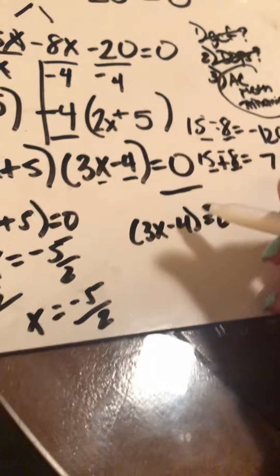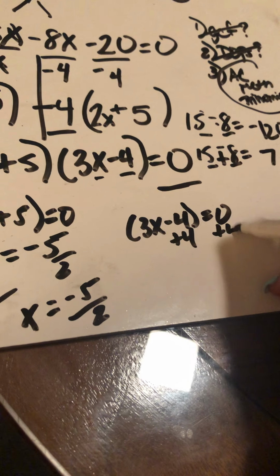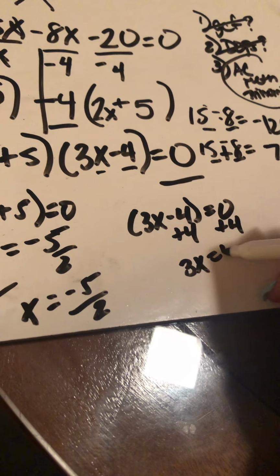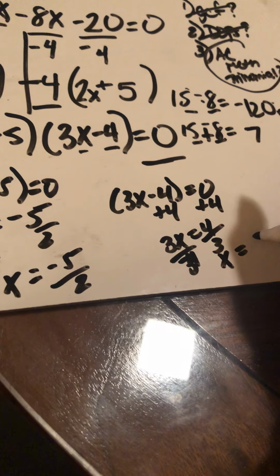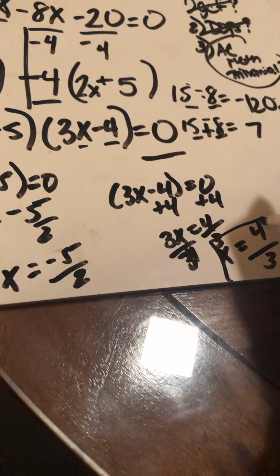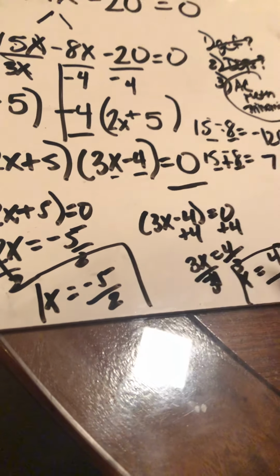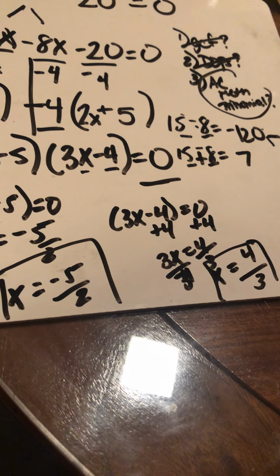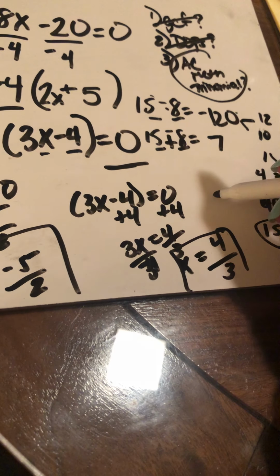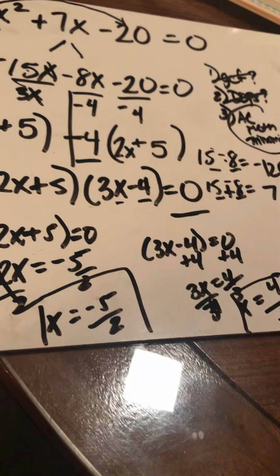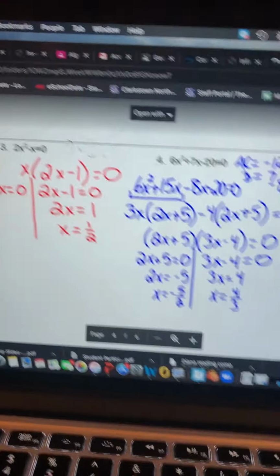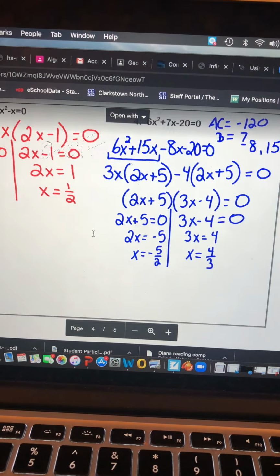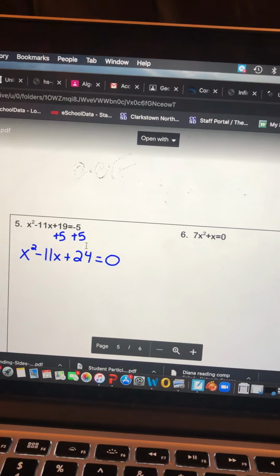So that's one solution. And it'd be smart to check it. Add the 4 to both sides. Divide by 3. X equals 4/3. So here's one solution. Here's another solution. Okay? These are also called the zeros of the quadratic because we equaled it to 0. Okay, this work is on there. I just wanted to walk you guys through it. All right. So it's really what you're doing. You're using your factoring skills, but now you're just setting it equal to 0 to find those solutions, okay?